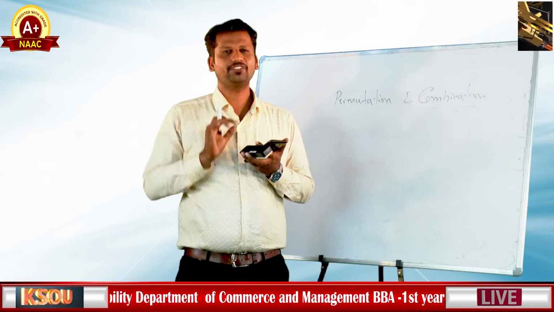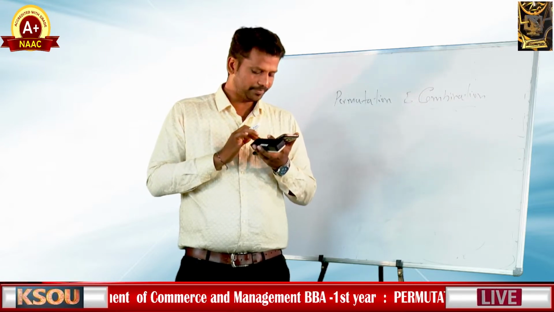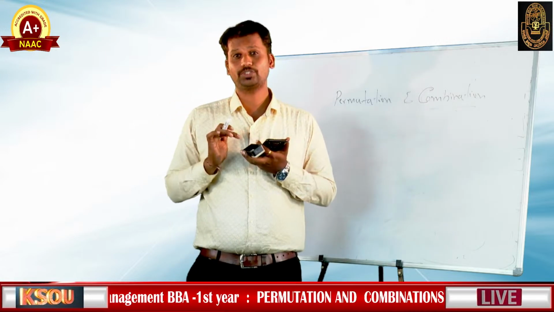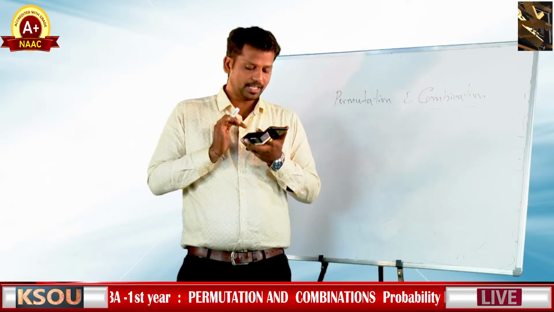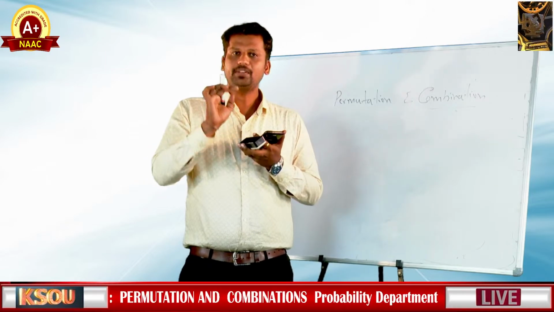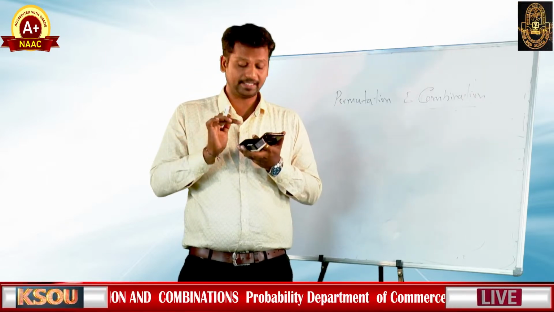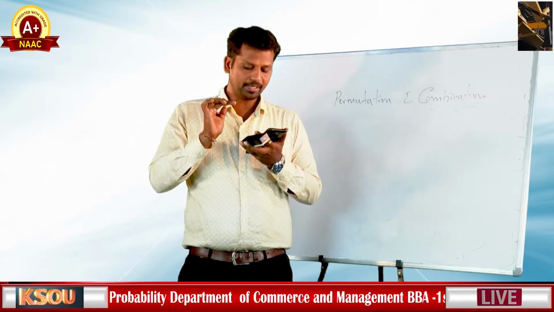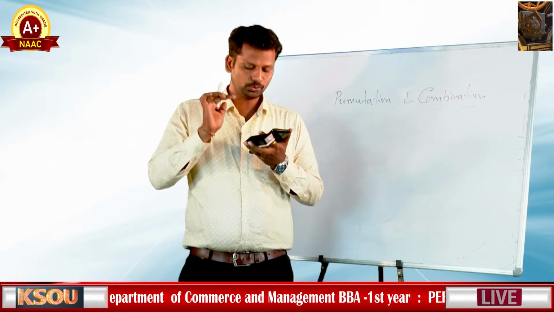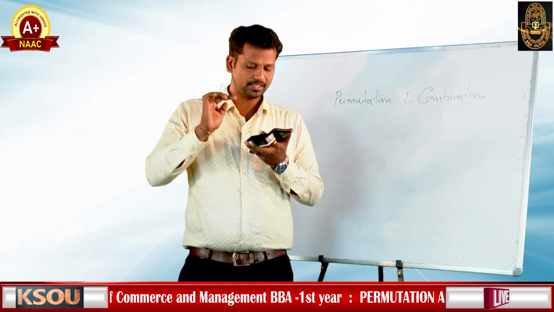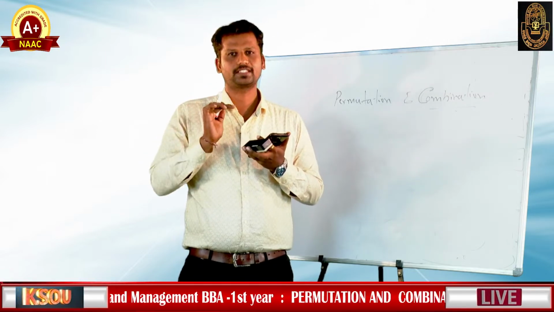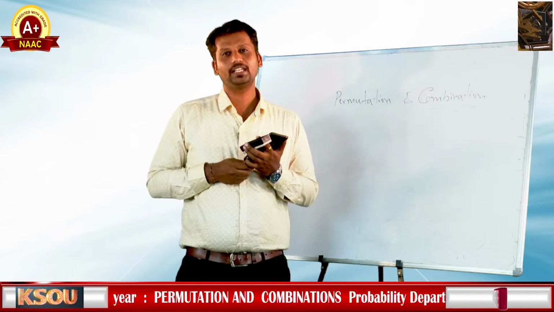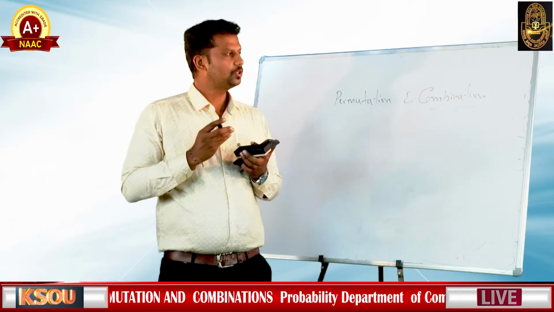The same type of question is in your study material, question number 6. How many numbers between 200 and 600 can be formed from the digits 1, 2, 3, 4, 5, 6? Then they also ask, how many even numbers?